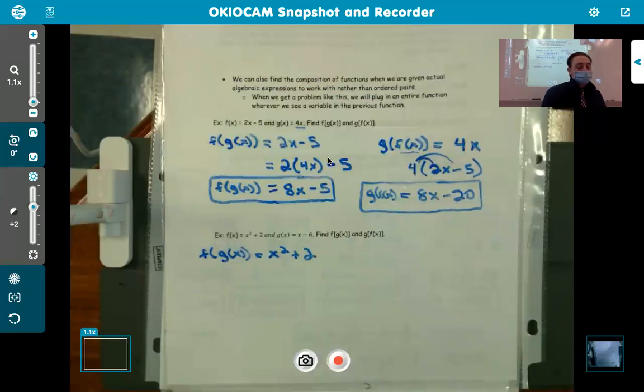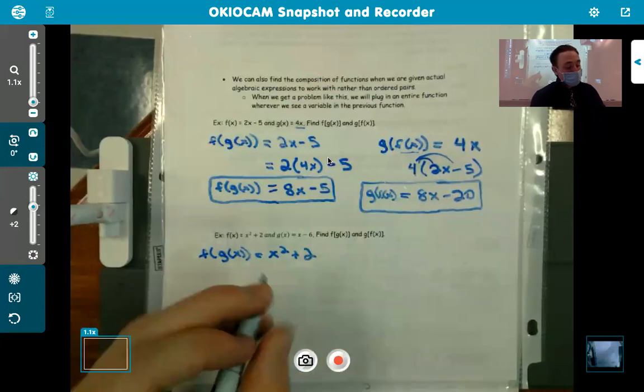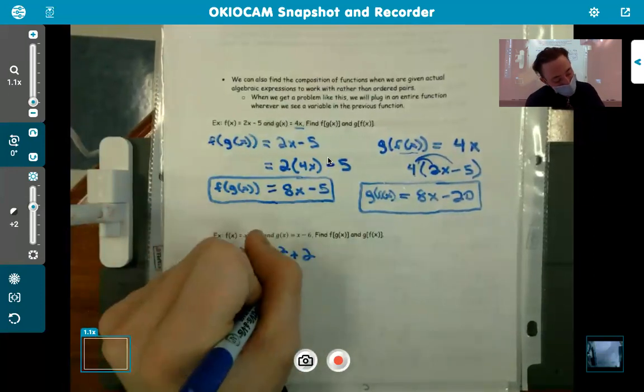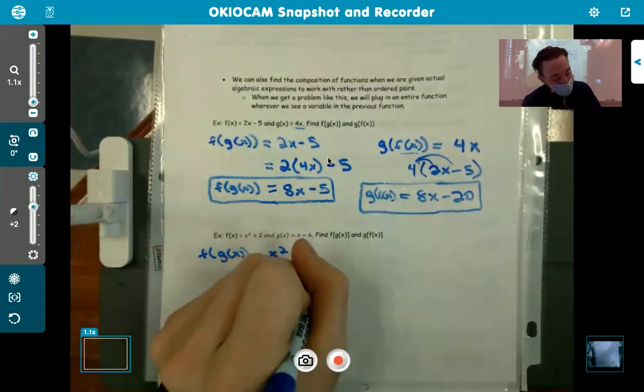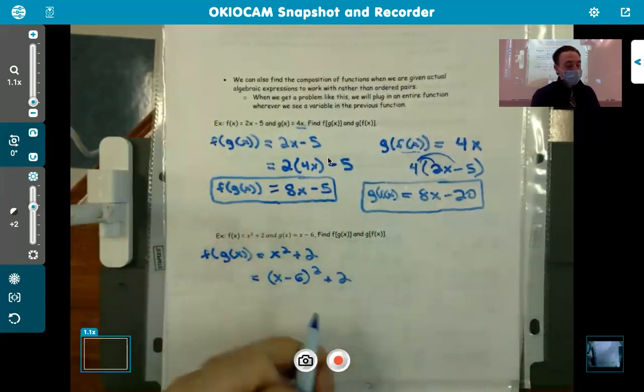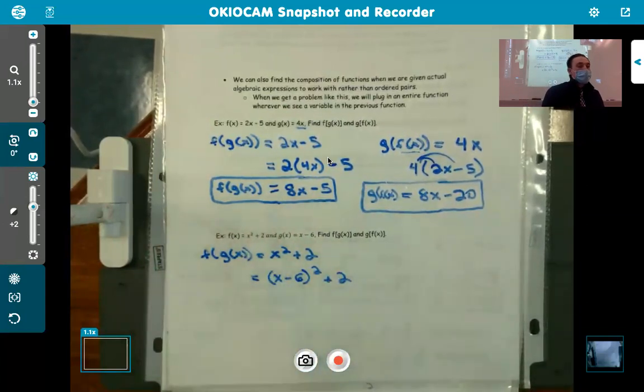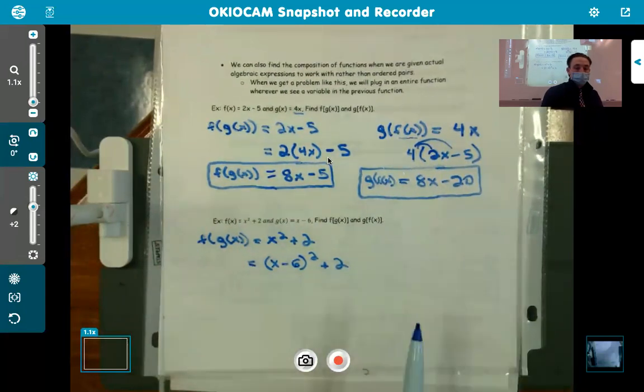So be careful, because it's x squared. That doesn't change what you're going to do. So you'll have x minus 6, that whole thing, squared plus 2. You're only plugging in the function where you see an x, right? Doesn't substitute with x squared, just x. Does everybody follow that?